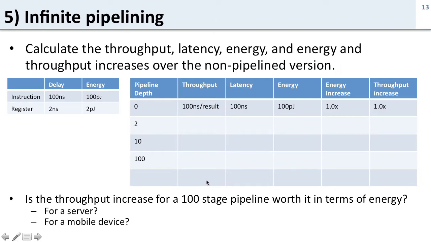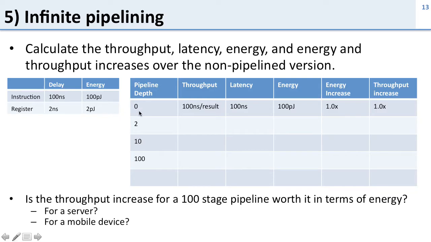Here's a question about infinite pipelining, or well, getting towards infinite pipelining. So we're going to look at calculating the throughput, latency, the energy used, and the energy and throughput increases for different amounts of pipelining. So we've got an instruction that takes 100 nanoseconds and uses 100 picojoules. We've got a pipeline register that takes 2 nanoseconds and 2 picojoules.